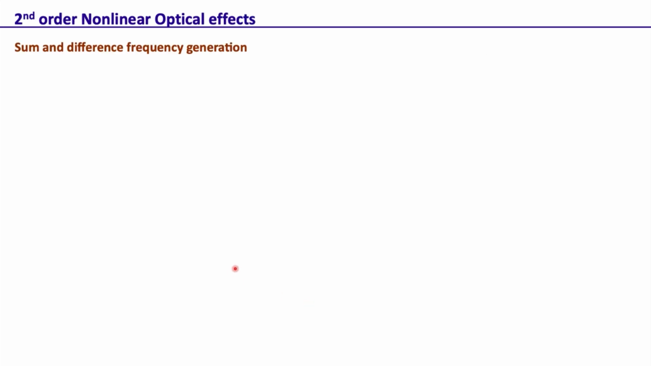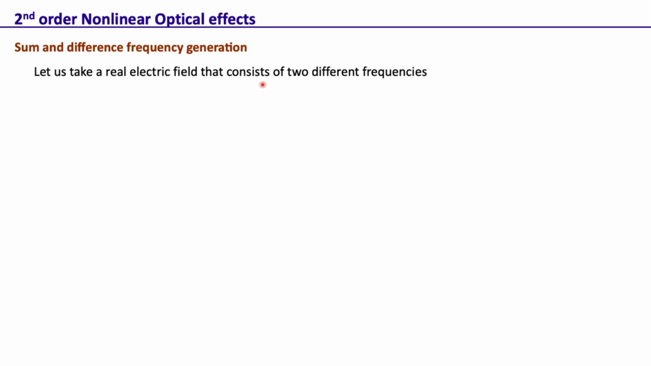Okay, so now let's look at some very basic second order nonlinear optical effects, and sum frequency generation is one of the very basics. So now we'll work just with the scalar field, let's say the real scalar electric field, and let's say it just consists of two different frequencies. So this is just a scalar field of two monochromatic frequencies. So E of t is E1 e to the minus i omega 1 t plus E2 e to the minus i omega 2 t. We are also taking the complex conjugate parts.